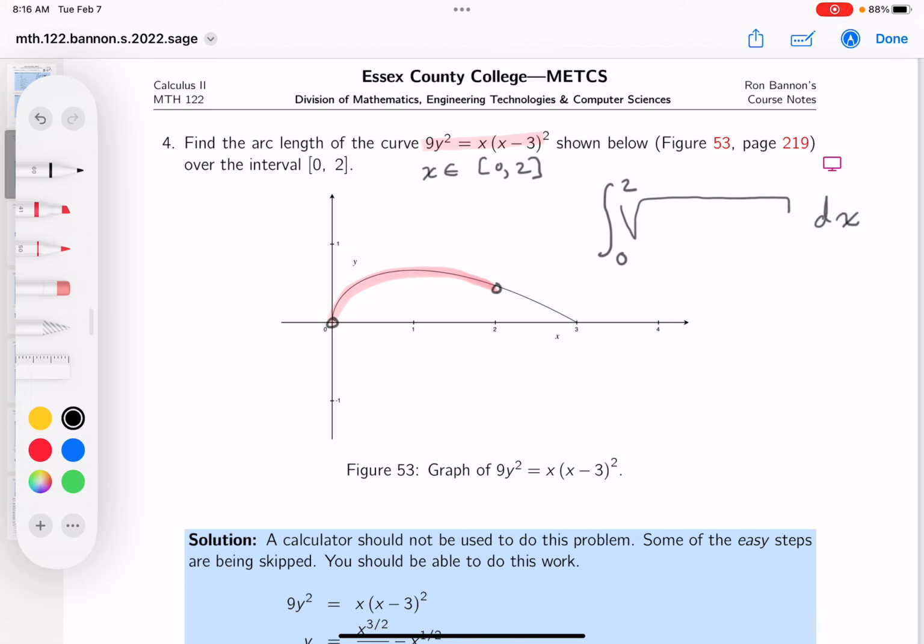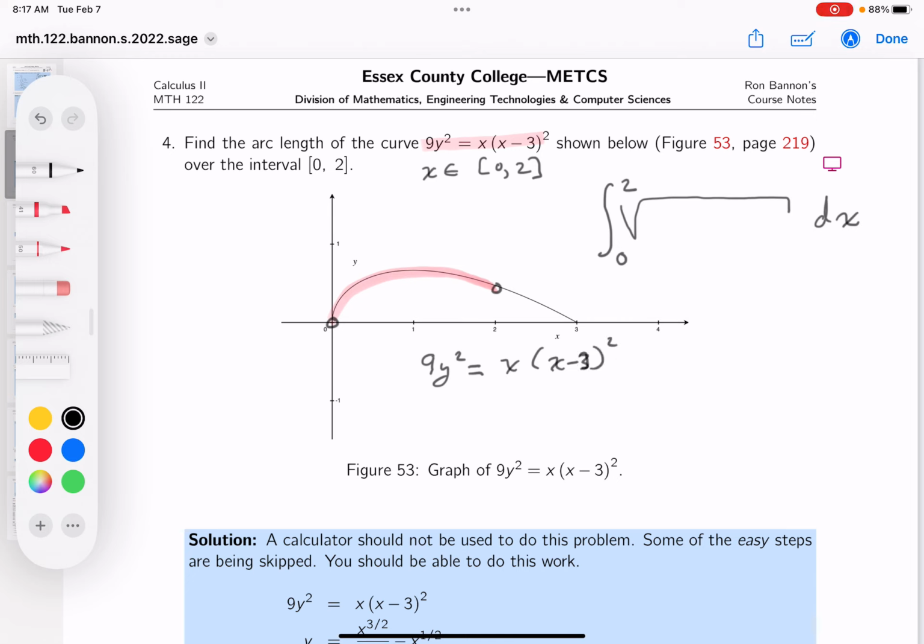Now what goes on the inside? 1 plus dy dx quantity squared. Let's take a look at that. I've got troubles automatically. I want to just figure it out. And I notice that there's 9y squared is equal to x times (x minus 3) squared.